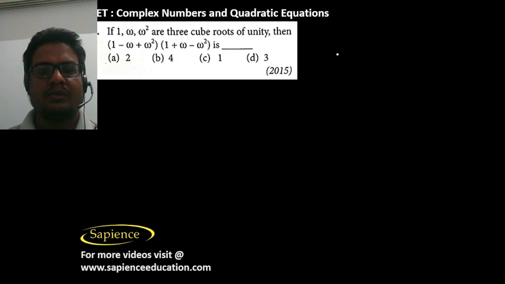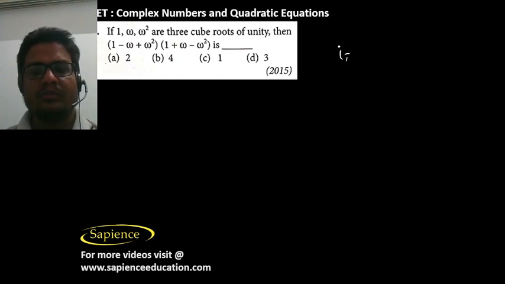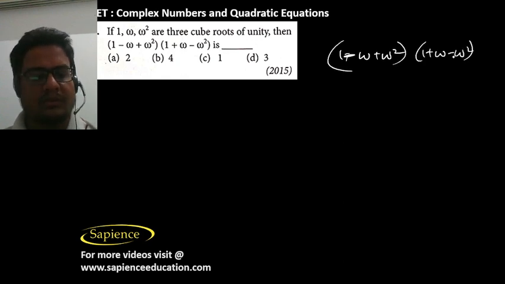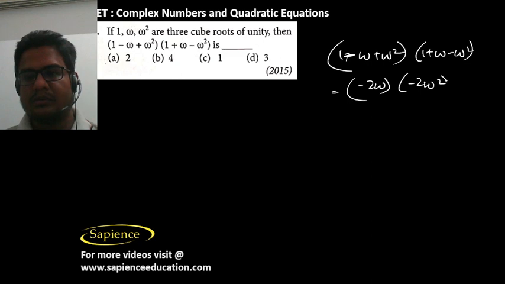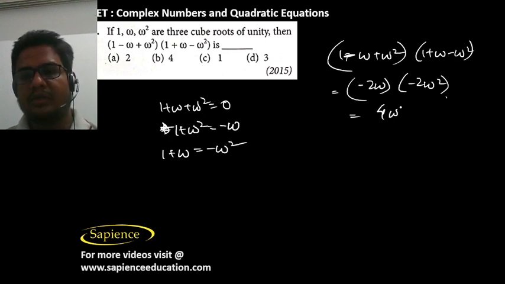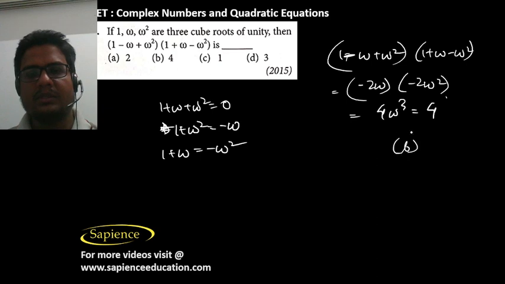Then it is told that 1, omega, omega square are cube roots of unity, then 1 minus omega plus omega square into 1 plus omega minus omega square is equal to how much? So this will be minus 2 omega into minus 2 omega square, since 1 plus omega plus omega square is equal to 0. So 1 plus omega square we can write as minus omega, and 1 plus omega we can write as minus omega square. So this will be 4 omega cube, that is equal to 4. Option B is the correct answer.